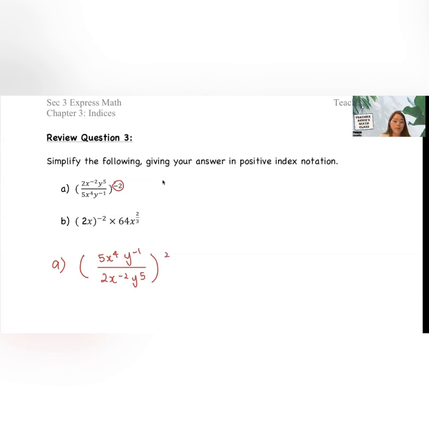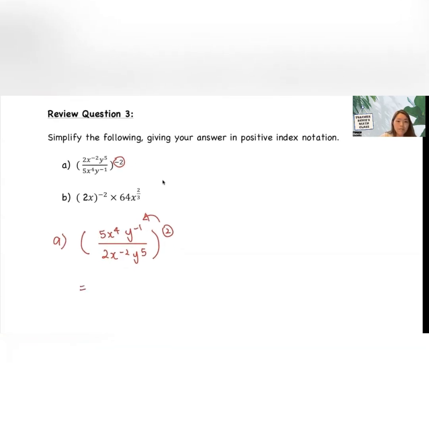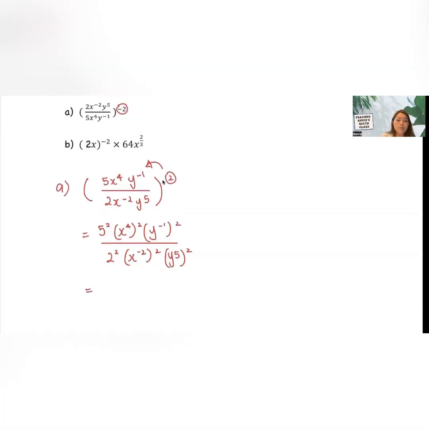All right, so from here, I will have to bring this power of 2 inside every single term in my bracket. So in order to not miss out anything, I'll write it as 5 to the power of 2, x^4 to the power of 2, y^-1 also to the power of 2. Likewise, for the denominator, to every single term, 2 to the power of 2, x^-2 to the power of 2, y^5 also to the power of 2. And from here, I will continue to simplify each of them individually.